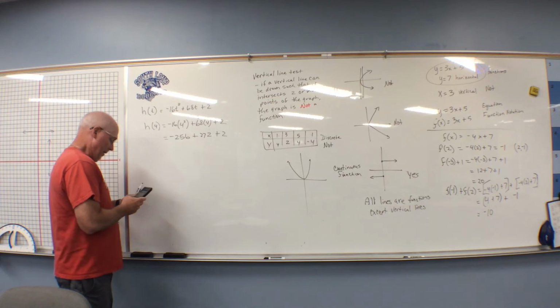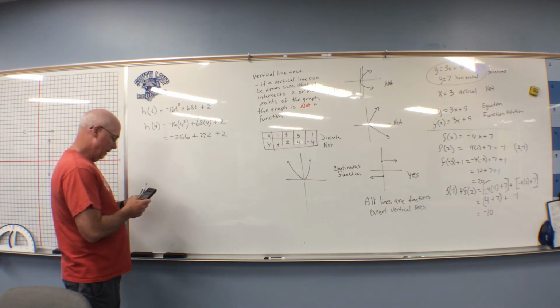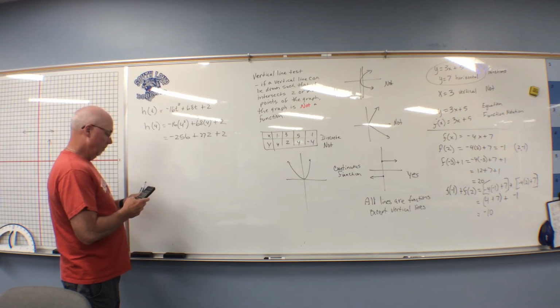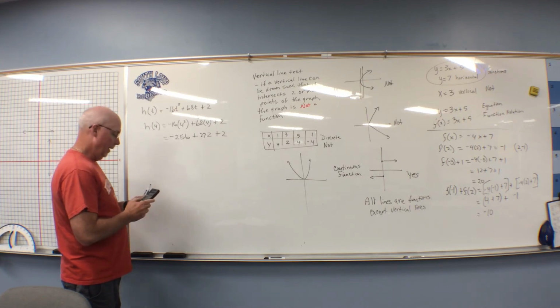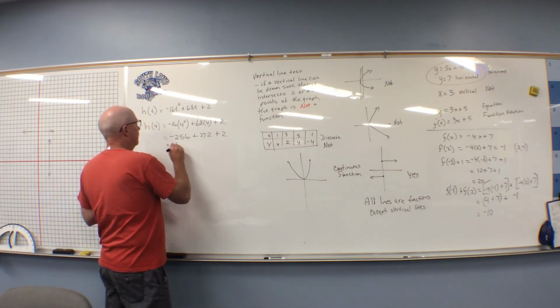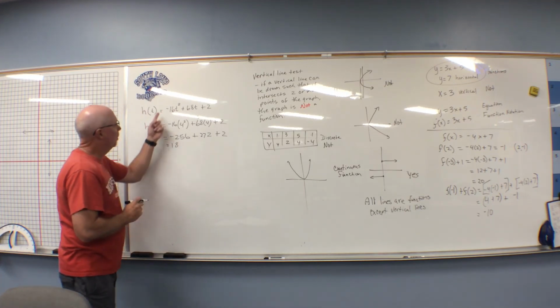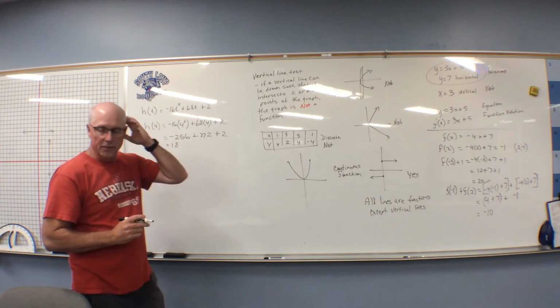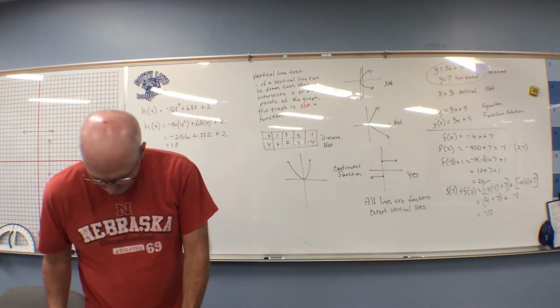So I have now negative 256 plus 272 plus 2. And my value is 18. Okay, so this is 18. All right, so when I put 4 into this, I get 18 back. It's like a factory. You put 4 in, what do you get back out?